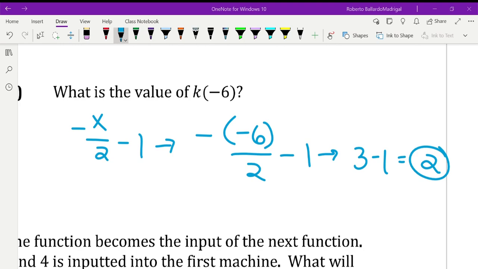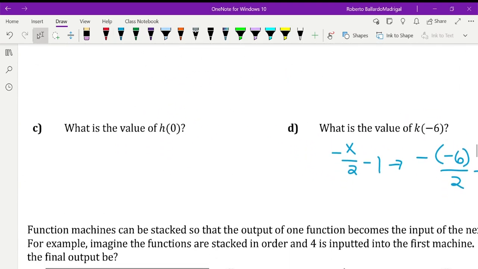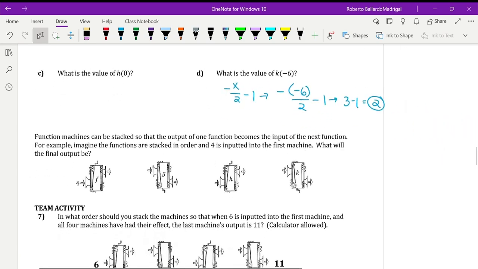All right. So let's move on down here. And for some reason, I lost the rest of the notes. I don't know why they're not there anymore.